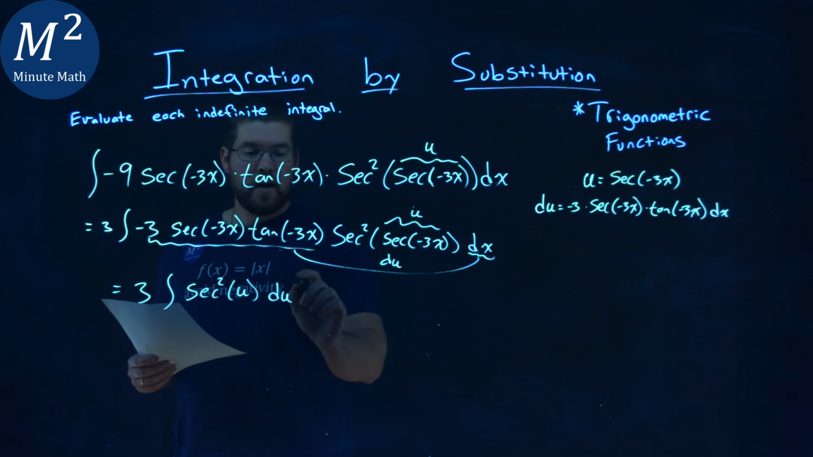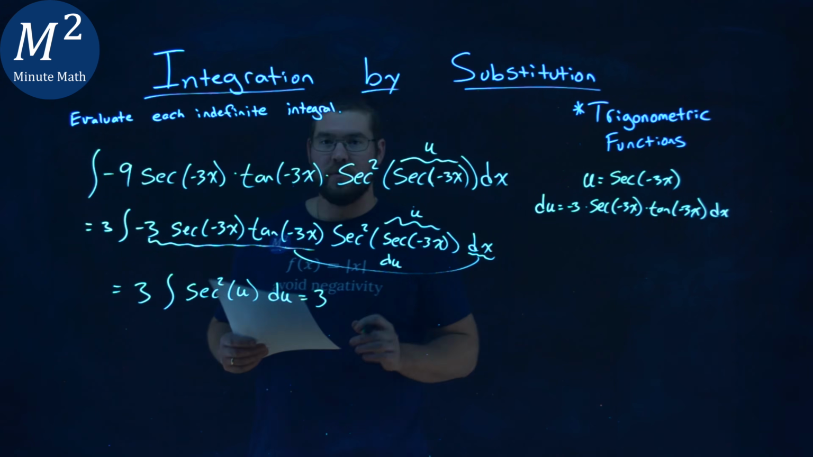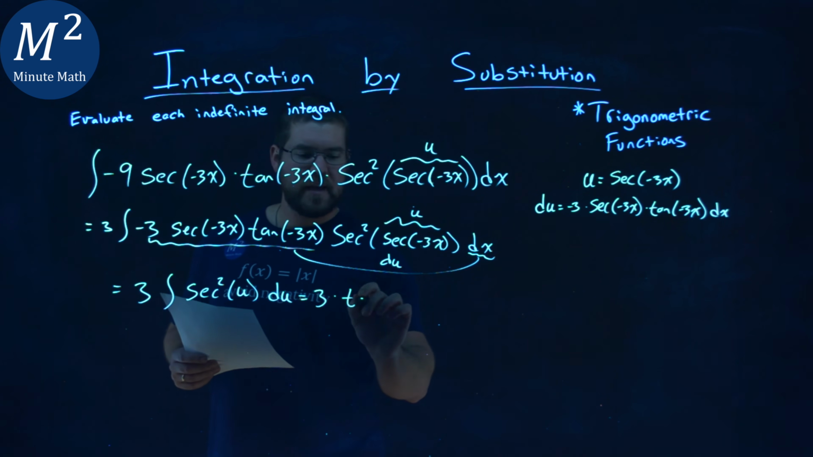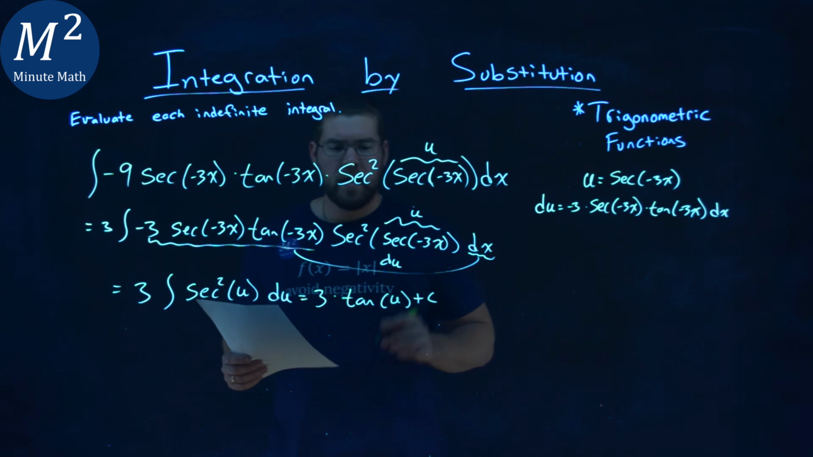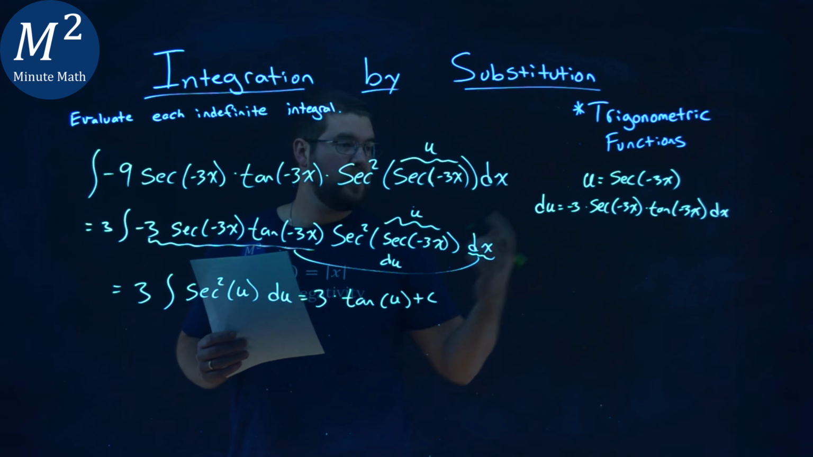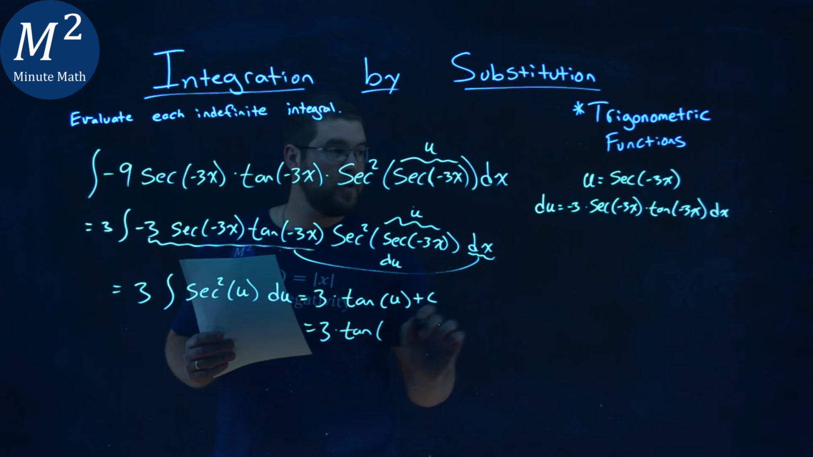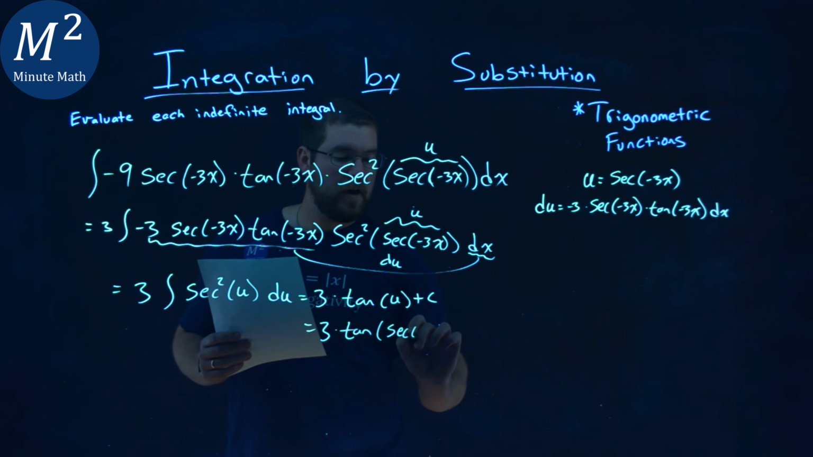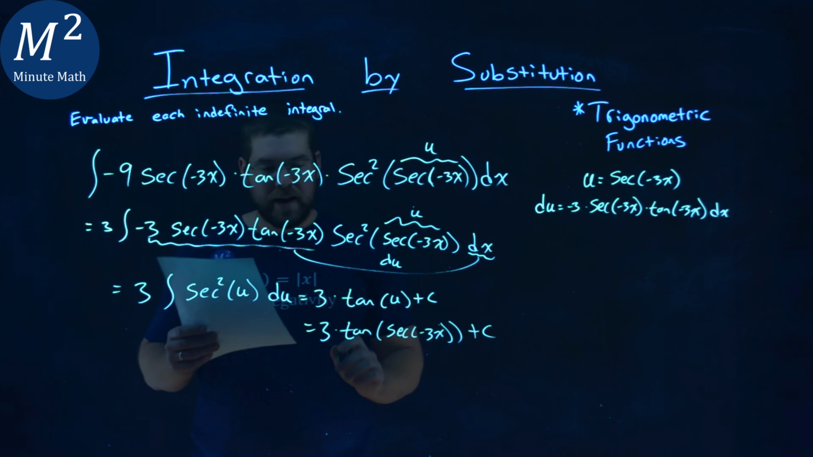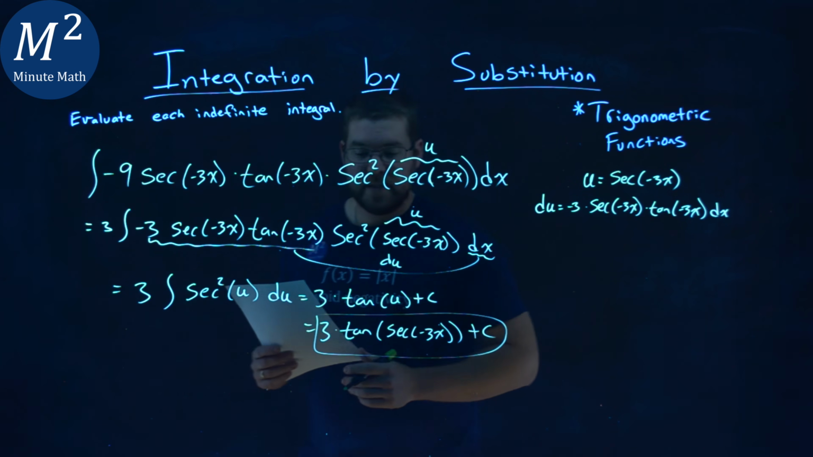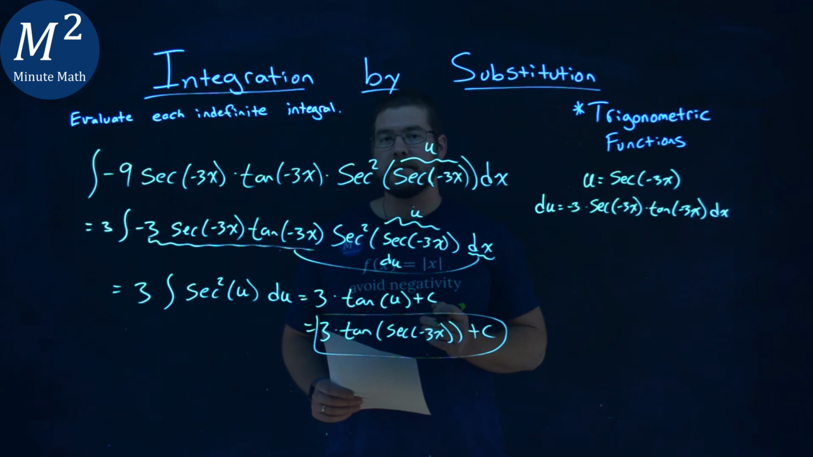So we have 3 times the integral of secant squared of u, and if you know our definition, that's just the tangent of u plus c. And then from there, we just have to substitute u in. So we have 3 times the tangent, and instead of a u, let's put that secant of -3x in there for u plus c, and there we have our final answer. 3 times the tangent of the secant of -3x, all plus c.